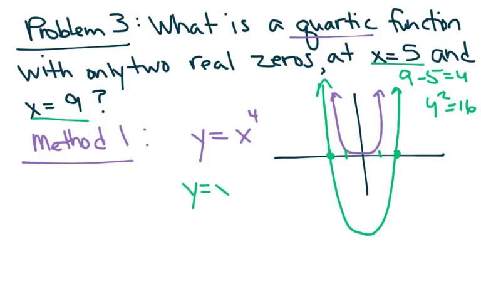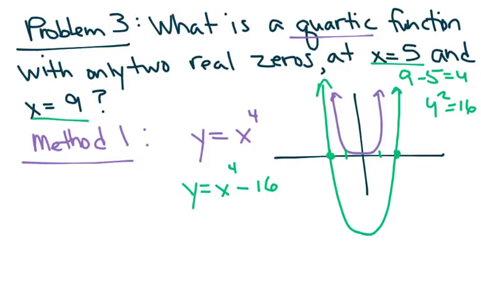So y is going to be x to the 4th, and then it's going to be minus 16. And the reason that it's minus 16 is because we translated the graph down. Okay, now we have to do another translation because we don't really want the zeros to be at 2 and negative 2. We actually want them to be at 5 and 9.